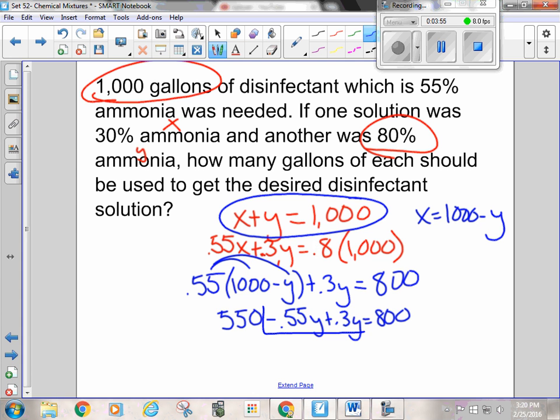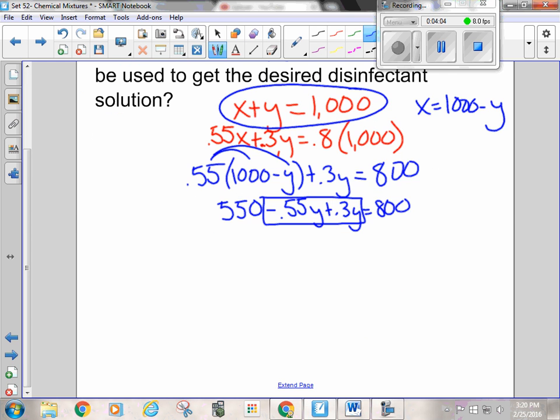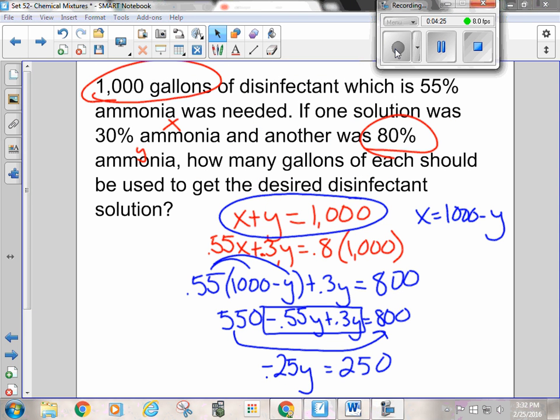I'm going to combine like terms here. So I have negative 0.55 plus 0.3. That gives me a negative 0.25y. I'm also going to subtract this 550 over to the other side. So 800 minus our 550, we get 250. All right, so negative, I am missing a negative somewhere.